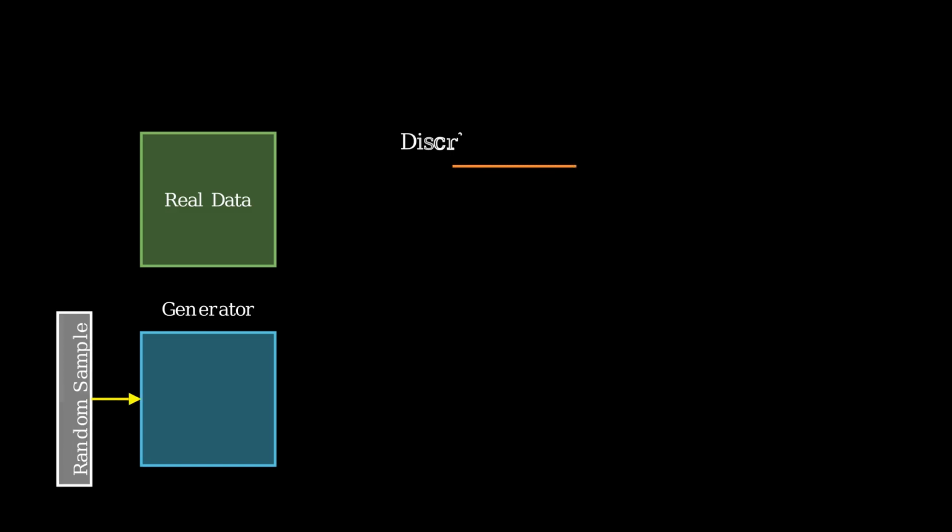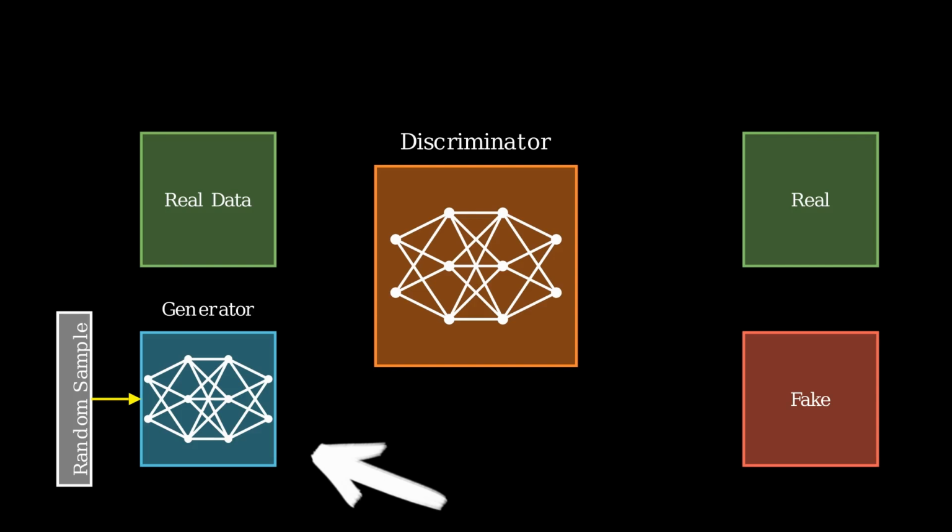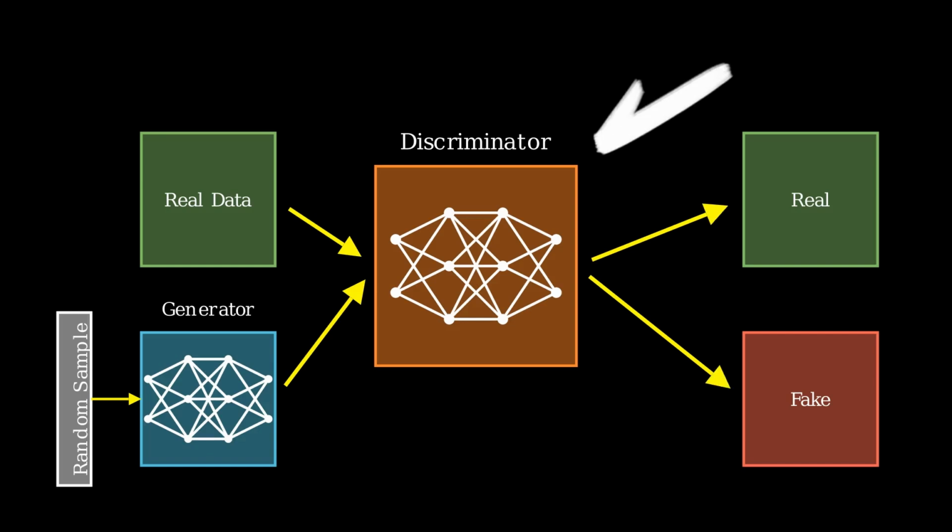To sum up what we saw in this video, GANs are composed of two neural networks. On one side, we have the generator, whose job is to create synthetic data samples, such as images, music, or text, that closely resemble real data. On the other side, we have the discriminator, whose task is to differentiate between real data and the fake data generated by the generator. Now, here's where the magic happens.